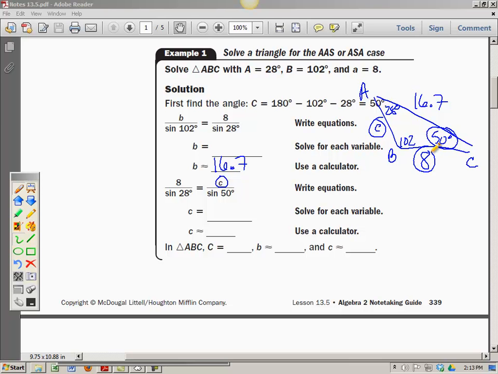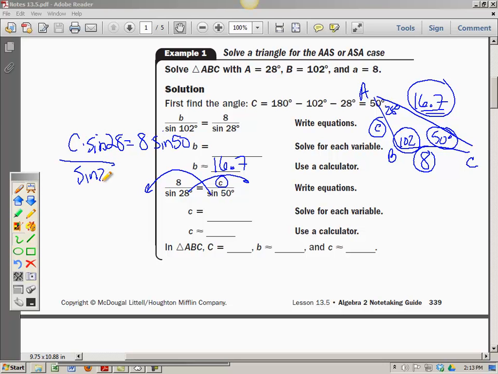Now, you certainly can use 16.7 over the sine of 102, but 16.7 is a derived unit. We've calculated that. So maybe we made a mistake, and so we don't want the next step to be based on something that we made as a mistake. So maybe go back and use the original values. Again, totally doesn't matter, especially if you do it right. So this becomes C times the sine of 28. It's going to be equal to 8 times the sine of 50. And then we would divide both sides by the sine of 28.